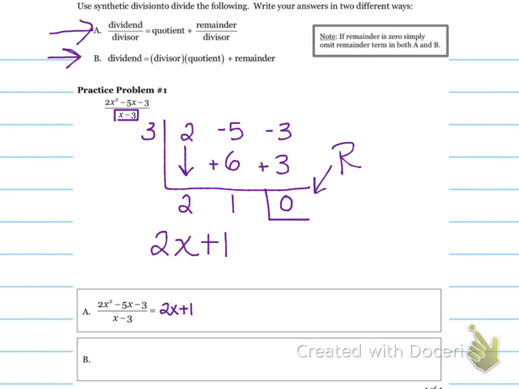And then in part B, we ask you to write it this way so you can know that to check your answer, whenever we divide, the divisor, which is that x minus 3, times the quotient, which is your solution, will give you the dividend, or what is being divided.